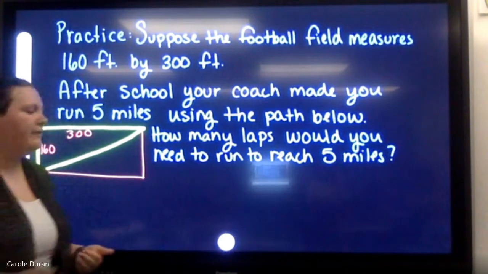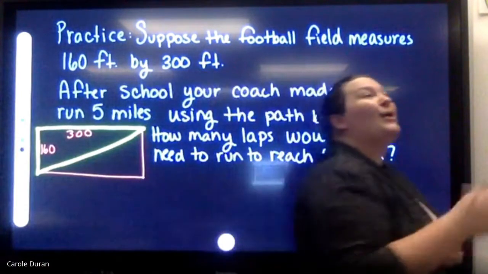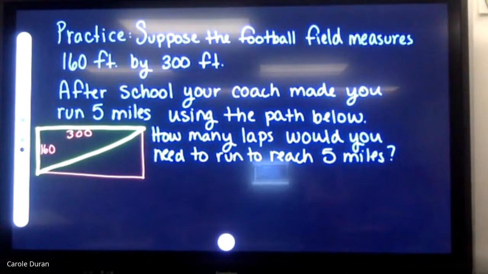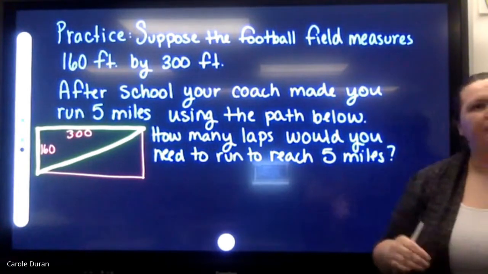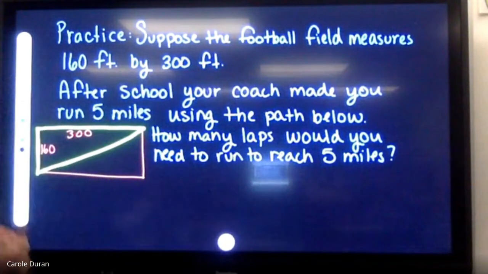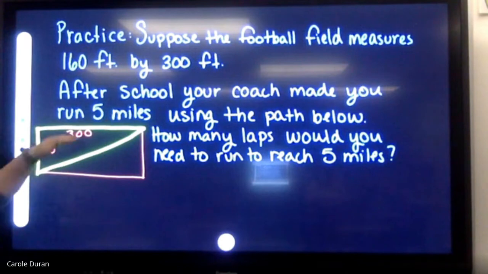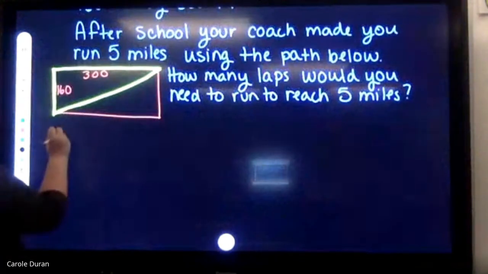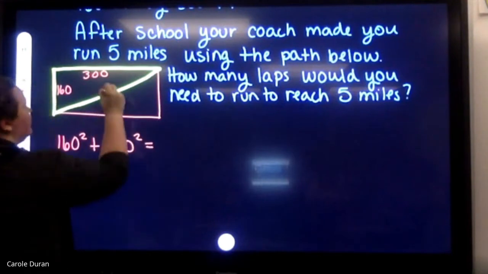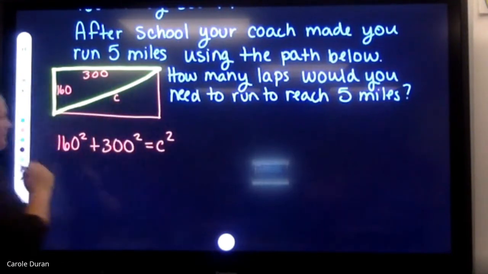Why do I need to know that? So we can find that diagonal distance. Because eventually I'm gonna have to know how far I'm running for each of these laps to figure out how many laps it will take to reach 5 miles. In order to do that, I have to know each of these lengths that I'm running. So we're gonna take these leg lengths and do what with them to calculate that diagonal? Use the Pythagorean theorem. So we're gonna set it up by saying that 160 squared plus 300 squared is going to equal C squared.